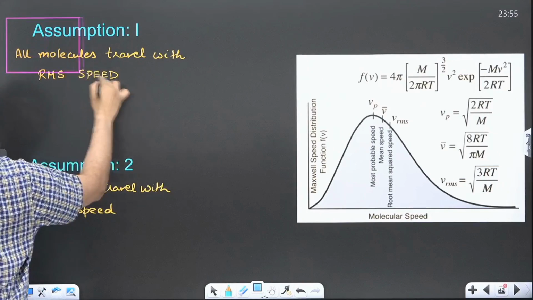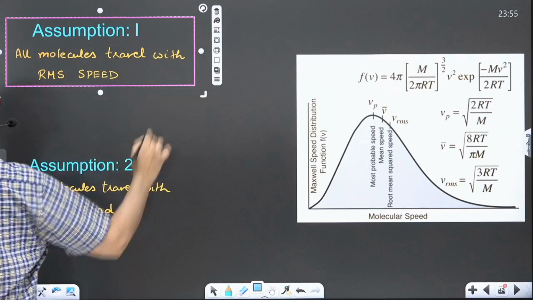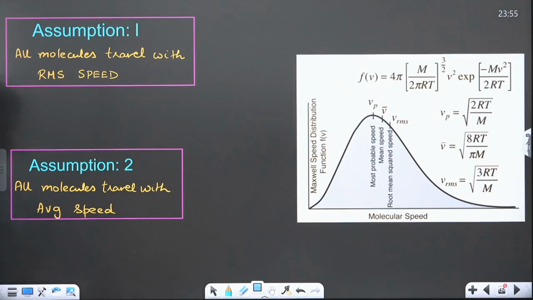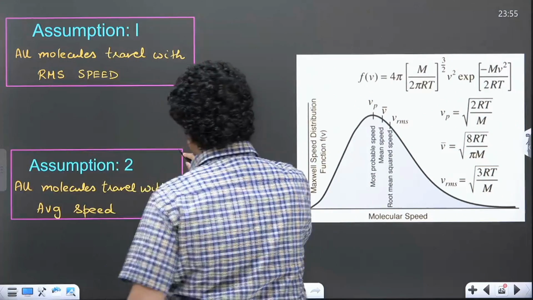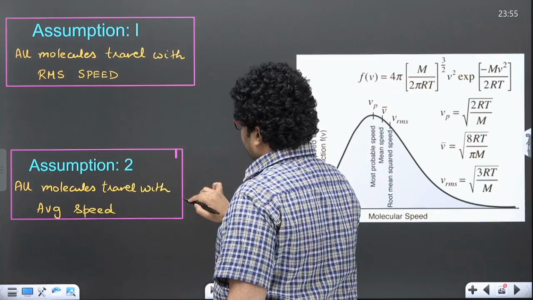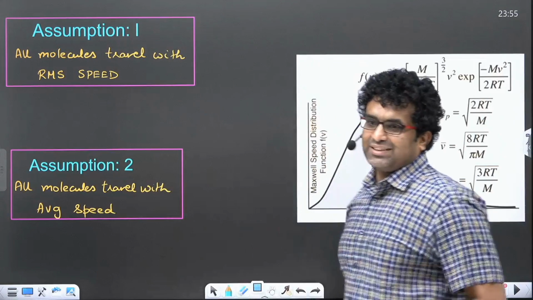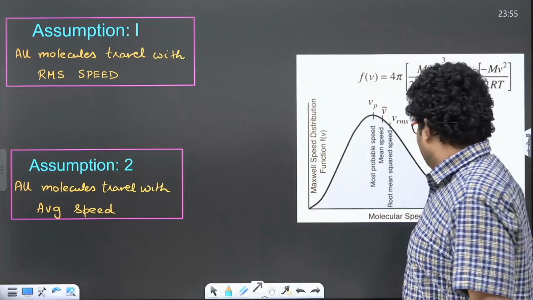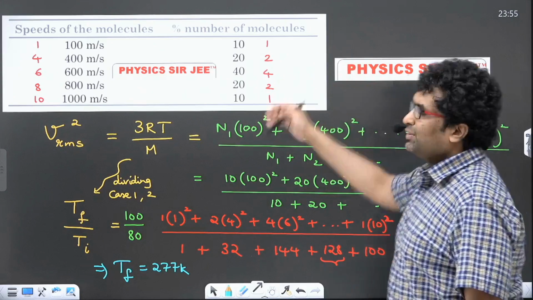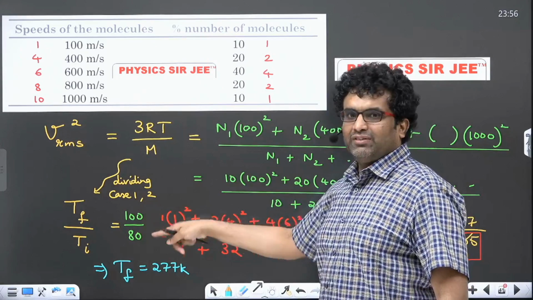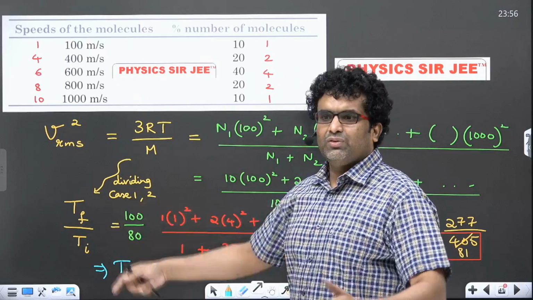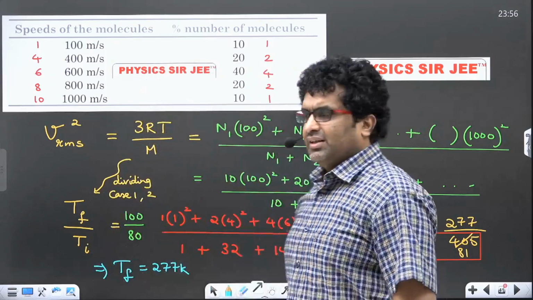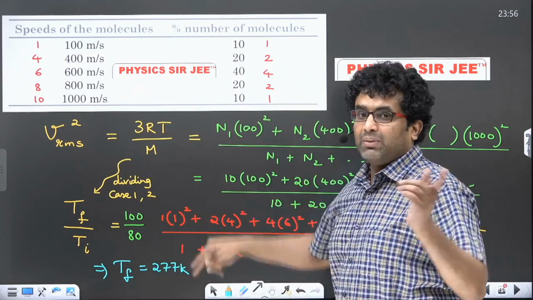So in assumption 1, we are assuming all molecules are traveling with RMS speed, and in assumption 2, all molecules are traveling with average speed, because the first thing that students always want is easier calculation. Average speed is an easier calculation. So the usual mistake that they make is they go back to this distribution, do the average speed, and then they'll get the ratio of average speeds, and the ratio of average speeds also would be the ratio of square root of 8 RT by pi m. They'll cancel 8 pi's and all that. They'll get a different number here and the answer won't match the question.